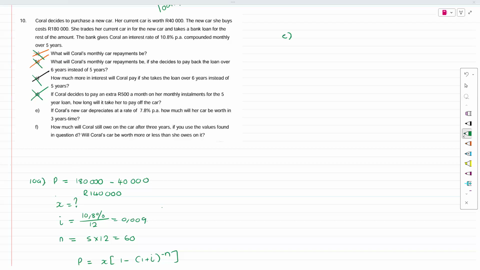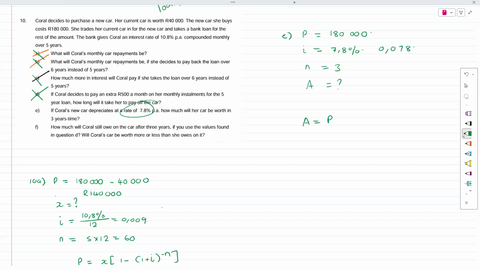Okay, guys, the next question is straightforward. It's generally level one. If this person's new car depreciates at a rate of that amount, how much will the car be worth in 3 years' time? So that's P, that's I, that's N, that's A. Guys, remember the car was 180,000. The interest is it depreciates at 7.8%. I like this as 0.078, but 3 years and A is unknown.